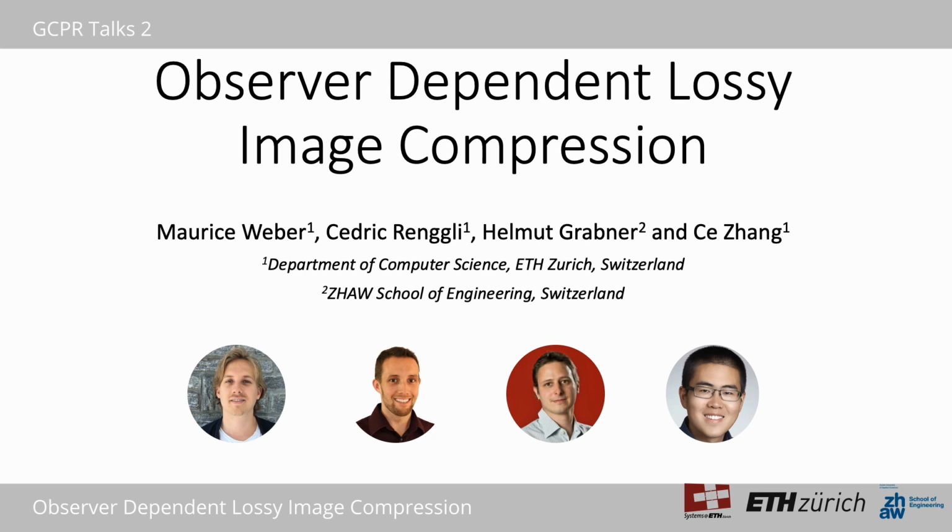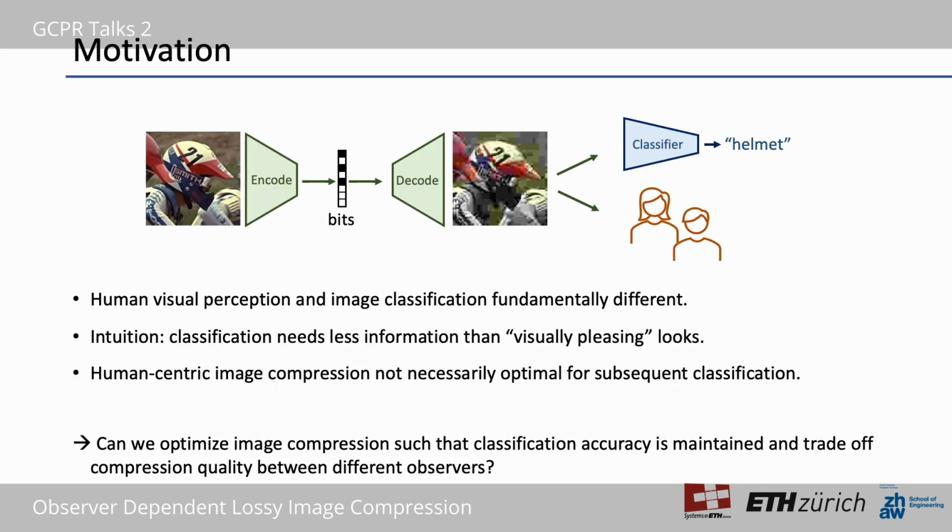Hi, my name is Morris, and I present the teaser for our paper Observer-Dependent Lossy Image Compression. If you compress an image, then often it is viewed by different types of observers, which can either be human or computer vision systems, such as image classifiers. The majority of research has so far focused on the human observer.